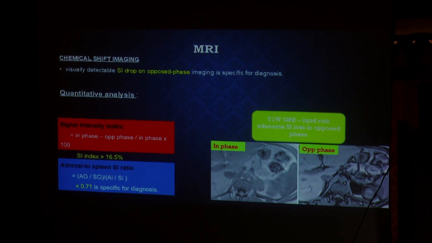So if the signal intensity index is more than 16.5, this is suggestive of adenoma. Another index is the adrenal to spleen ratio. We have to measure the signal intensity of both the adrenal gland as well as the spleen, and make this calculation. If the value is less than 0.71, it is specific for adrenal adenoma. But it is very easy for us to make a qualitative diagnosis with the help of chemical shift imaging, because of the fat content, there will be signal drop in the opposed phase.